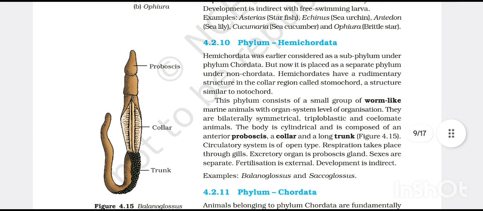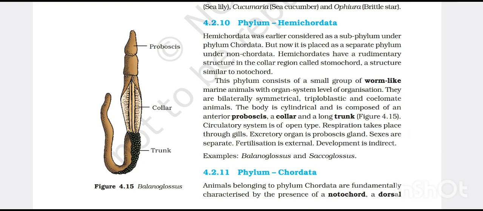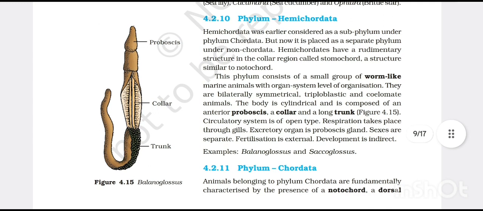Then phylum Hemichordata. Hemichordata was earlier considered a subphylum under the phylum Chordata, but now it is placed as a separate phylum under non-Chordata. Hemichordates have a rudimentary structure in the collar region called stomochord, a structure which is similar to notochord but not a true notochord. This phylum consists of a small group of worm-like marine animals with organ system level of organization. They are bilaterally symmetrical, triploblastic and coelomate animals. The body is cylindrical and composed of an anterior proboscis, a collar and a long trunk.